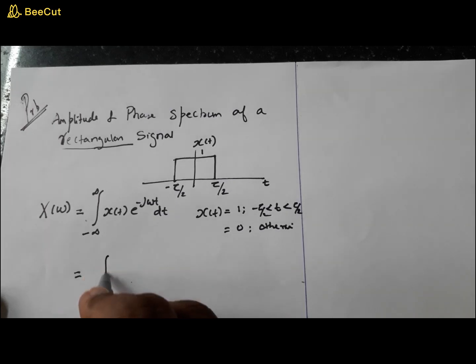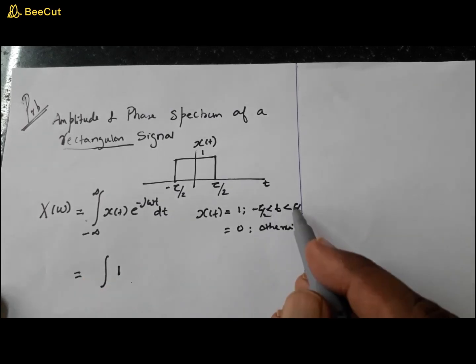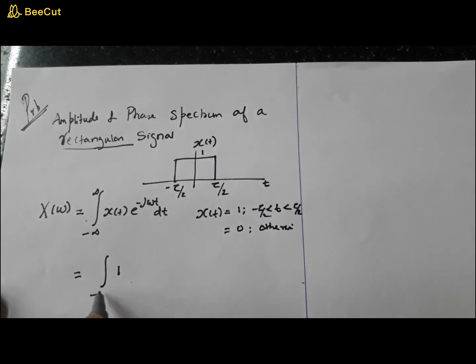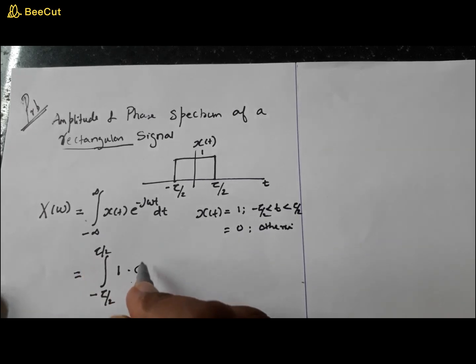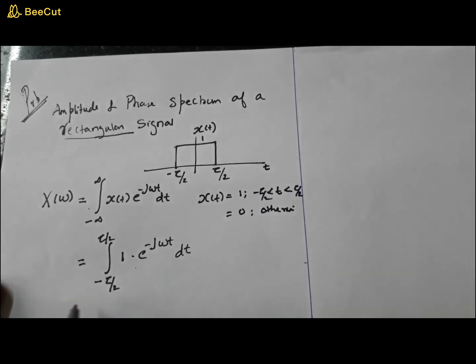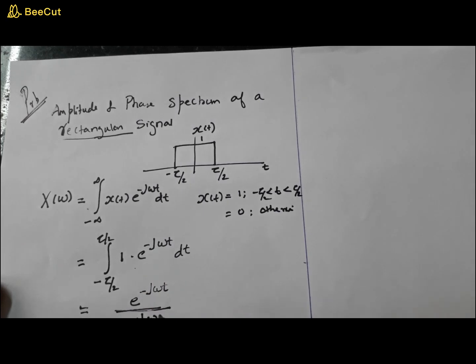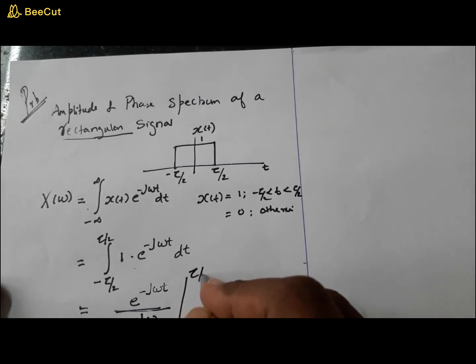So when I put x of t equal to 1, it varies from minus tau by 2 to plus tau by 2, into e raised to minus j omega t dt, right? Now you are integrating this, the result is going to be e raised to minus j omega t divided by minus j omega, being the constant, that has to be multiplied, evaluated from minus tau by 2 to plus tau by 2, right?